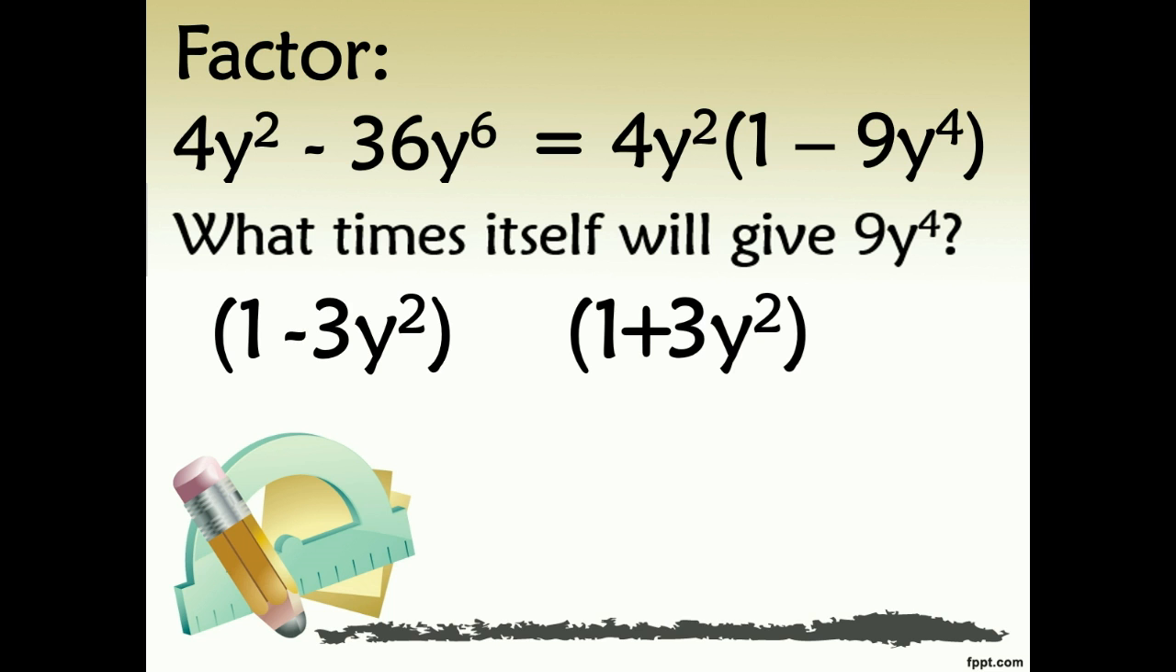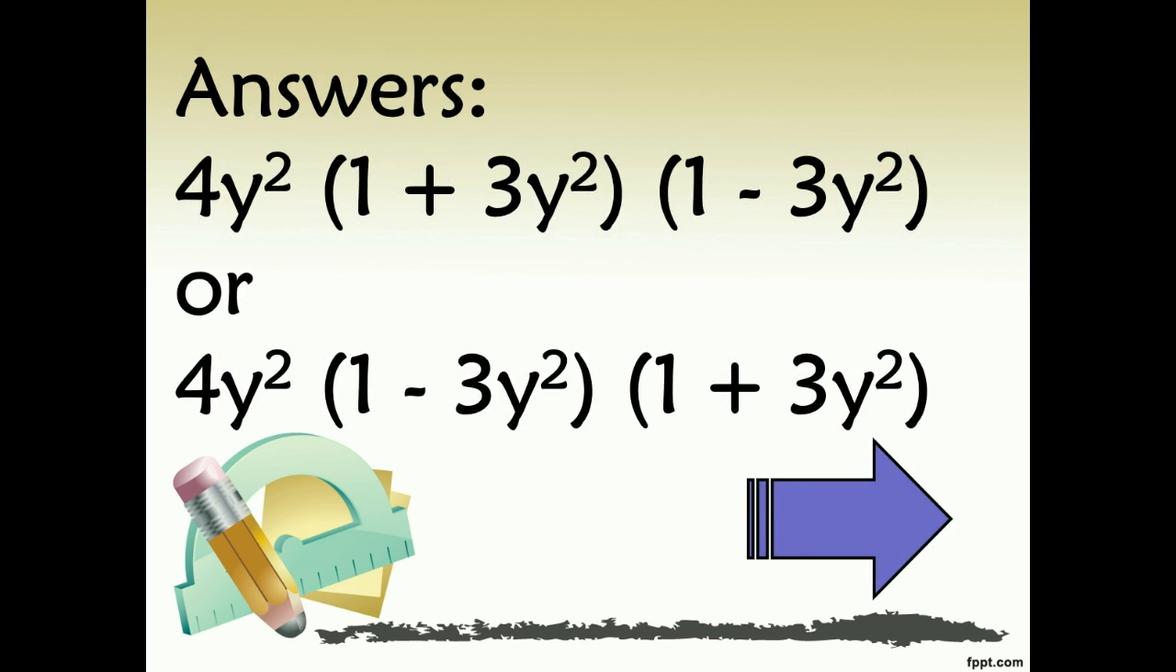So we have to get the common monomial factor, which is 4y squared. So our final answer is 4y squared quantity 1 plus 3y squared times 1 minus 3y squared. Or you can have the negative sign or subtraction on your first quantity: 4y squared times 1 minus 3y squared multiplied by 1 plus 3y squared.